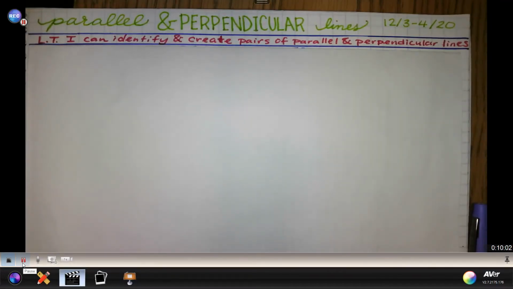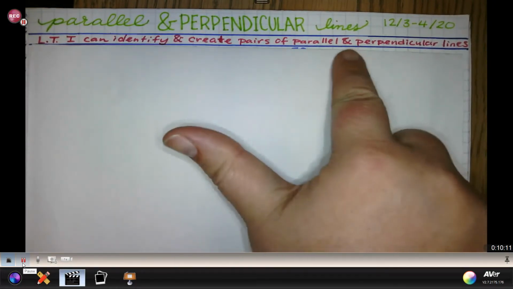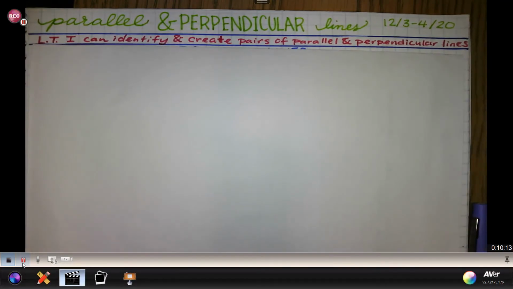Okay, so now I'm on the right-hand side, page 31. This is parallel and perpendicular lines. And the learning target is I can identify and create pairs of parallel and perpendicular lines. Now, these are paired with our last notes because this has to do with slope.